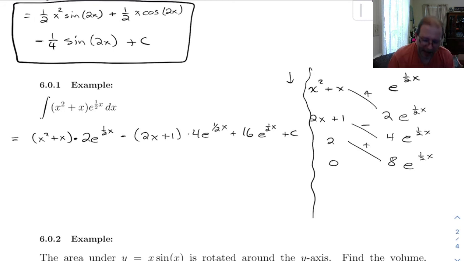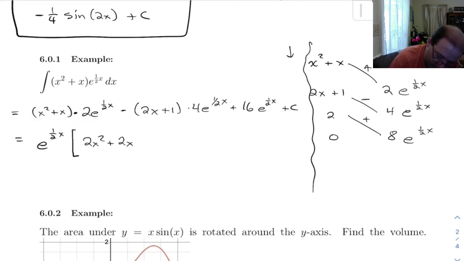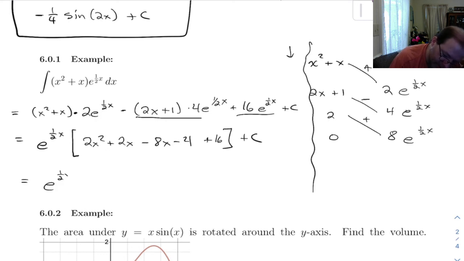Yeah, we can factor out e to the half x. I actually want to do that. We can factor out e to the 1/2 x. And we're left with, from this term, 2x squared plus 2x. Then from this term here, we get minus 8x minus 4. Then from here, we get plus 16. So e to the 1/2 x times 2x squared minus 6x plus 12.